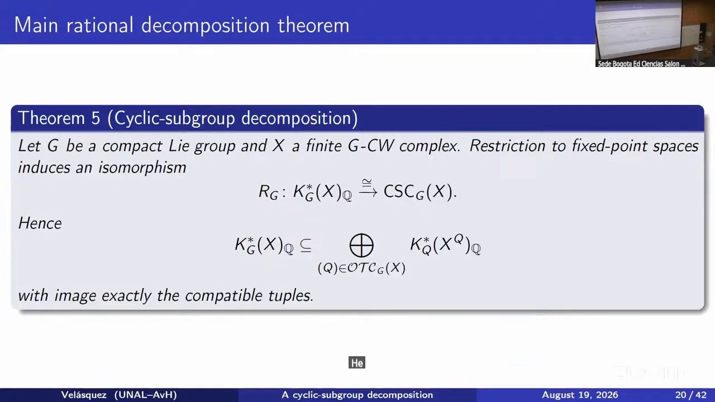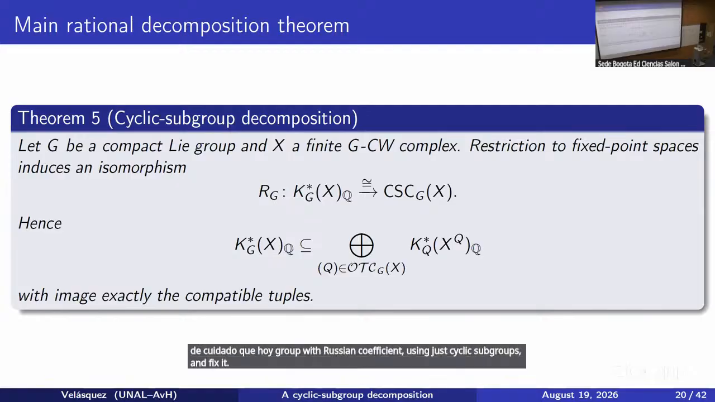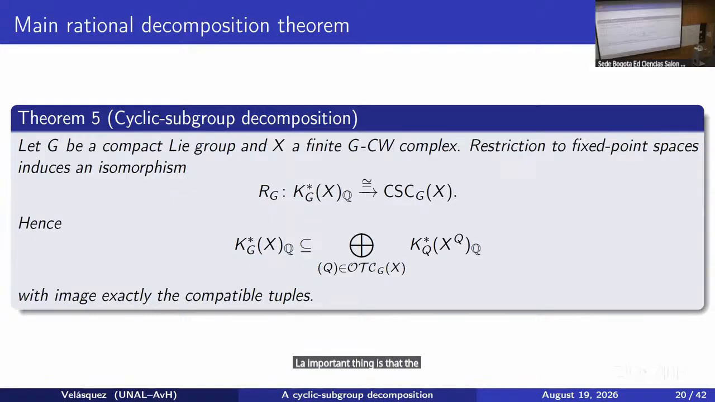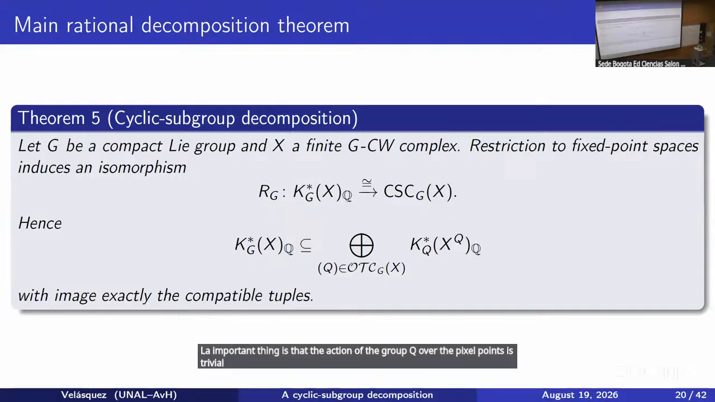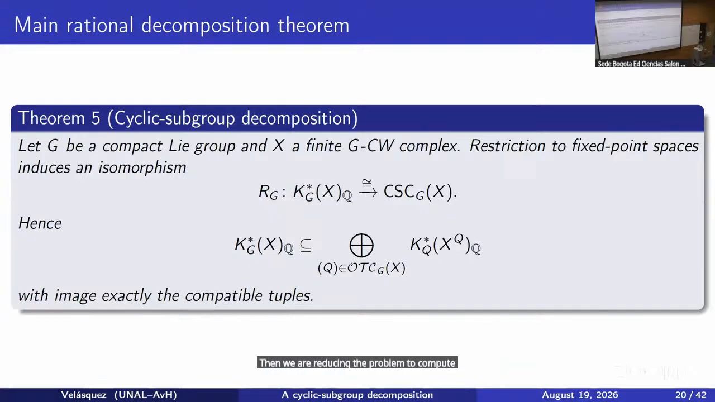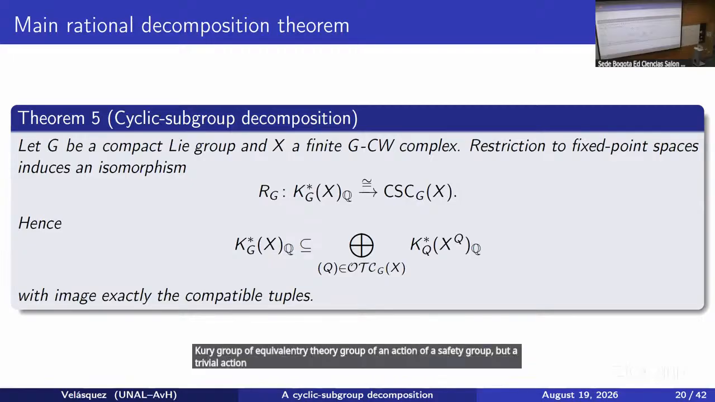This allows us to compute this equivariant K-theory group with rational coefficients using just cyclic subgroups and fixed points. An important thing is that the action of the group Q over the fixed points is trivial. Then we are reducing the problem of computing that abstract K-theory group to computing an equivariant K-theory group of an action of a cyclic group, but a trivial action.